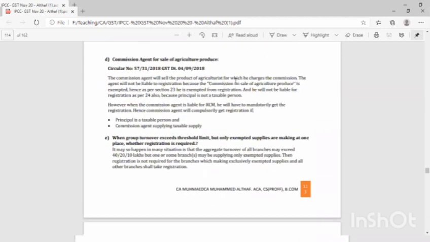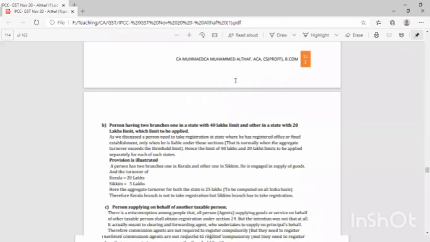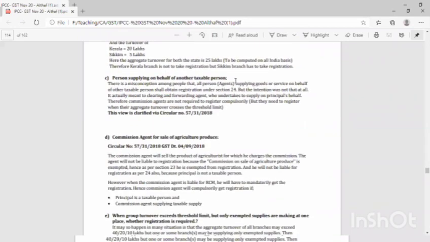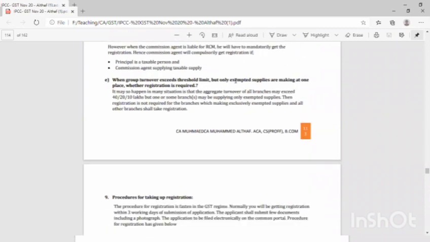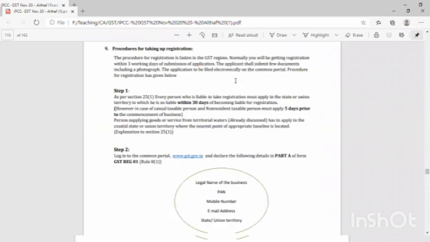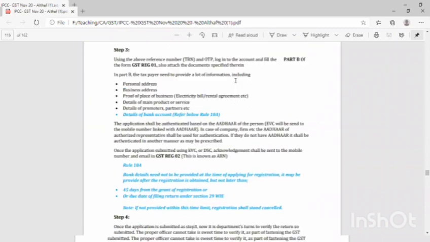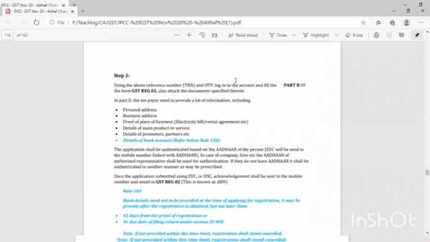These are all some common doubts that students keep asking me. So I've put all the doubts as questions and then clarified them. You can just go through. And in the registration process, there is no amendment. And there is another small amendment in the registration procedure.